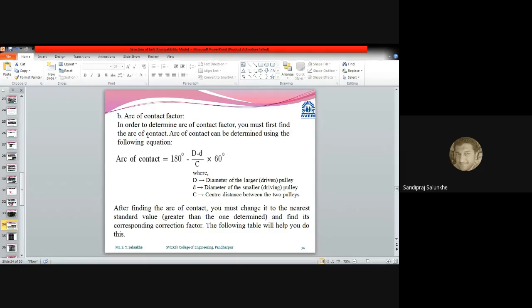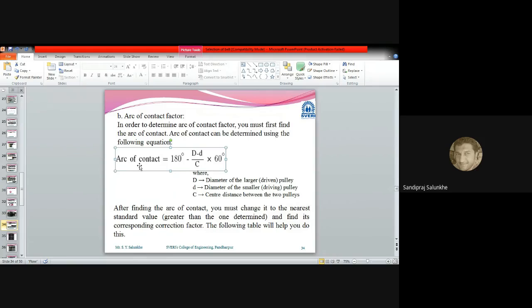Now this arc correction factor, as I have already told you, all standard calculations are done by considering the lap angle or contact angle as 180 degrees. But it is not the same for the driver pulley and driven pulley. So we are going to consider this arc of contact, and that we are going to correct. And how is it corrected? By means of this arc of contact.